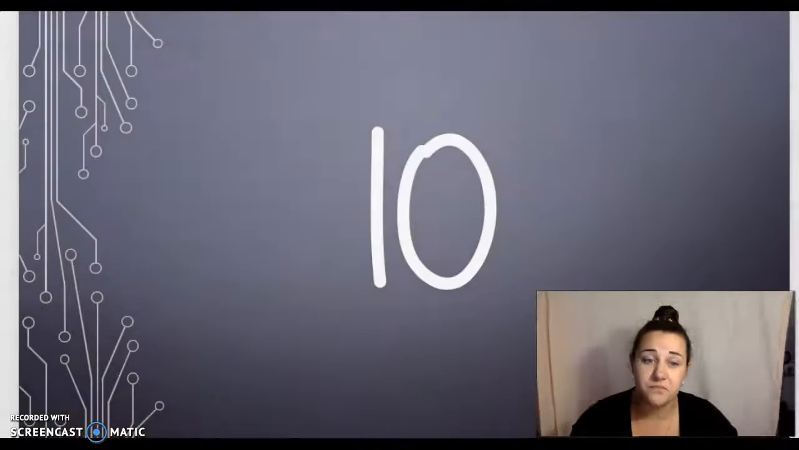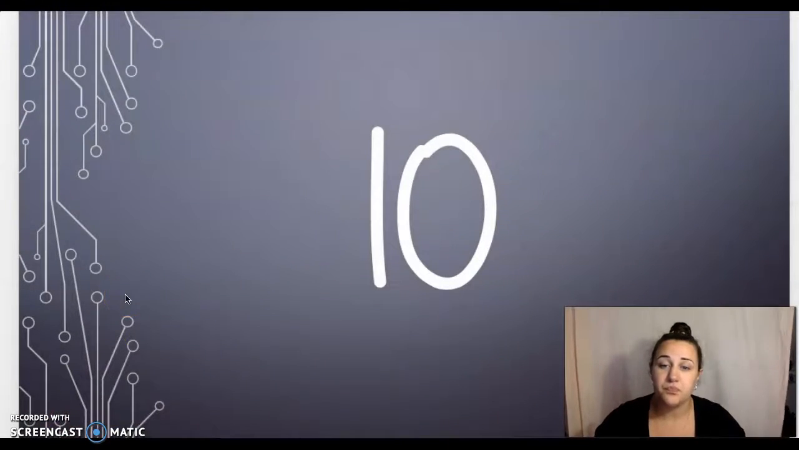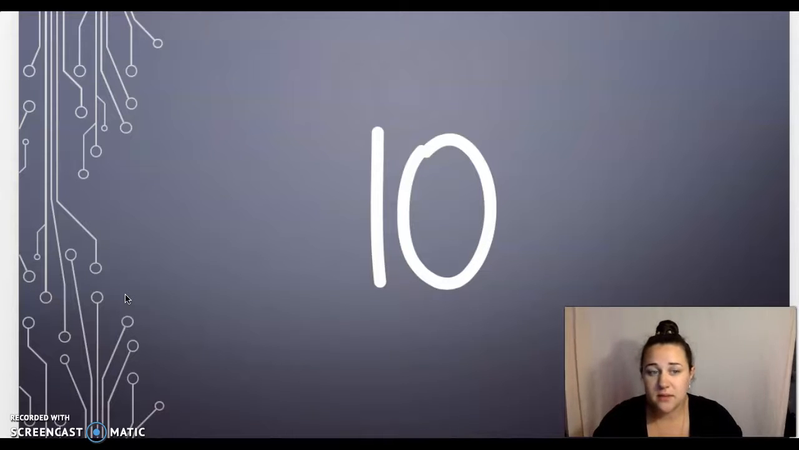So let's get started. When we are skip counting by a number or finding the multiples of a number, we always start with that number. This week is 10, so we're going to start with 10. We're going to do some skip counting, then do some multiplication problems. I want everybody to count with me.